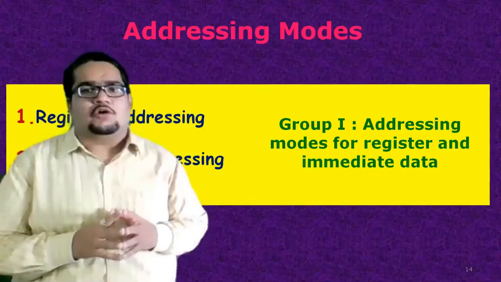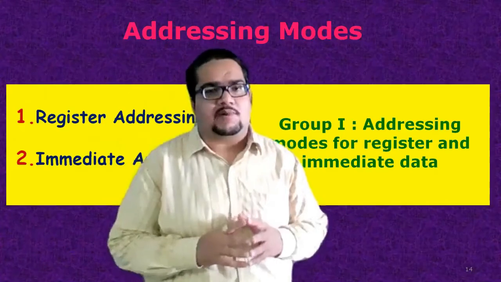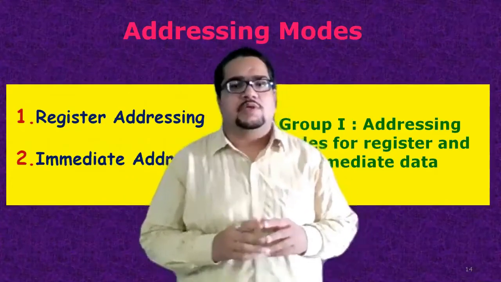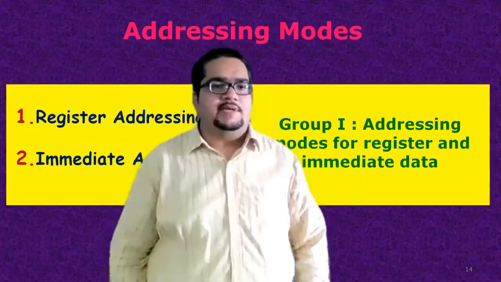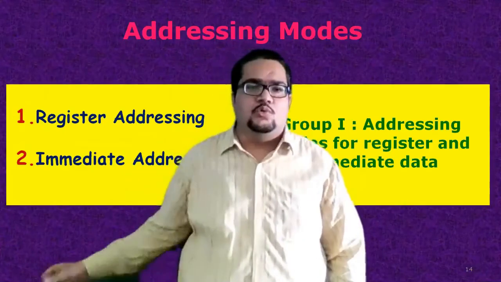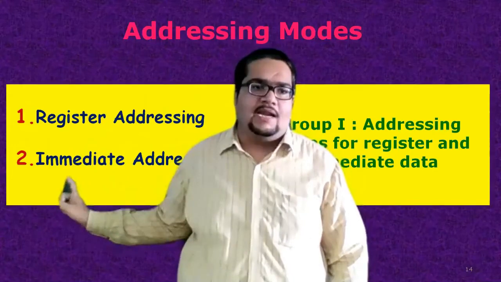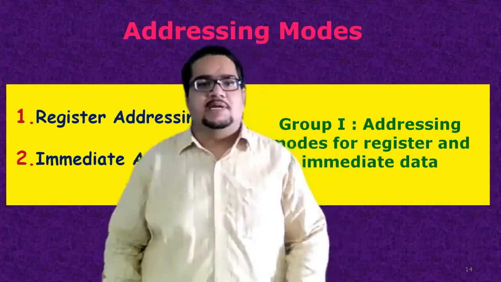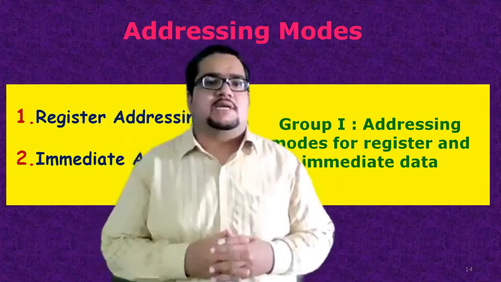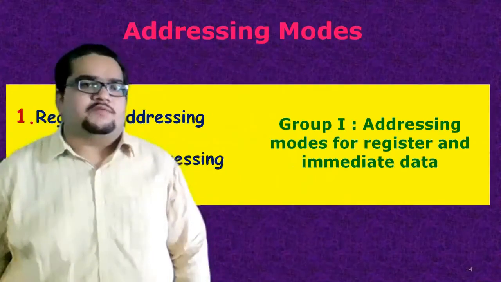Group 1 talks about the addressing modes for register and immediate types of data. There are two addressing modes available here: register addressing and immediate addressing. What is register addressing? What is immediate addressing? We shall see them one by one.